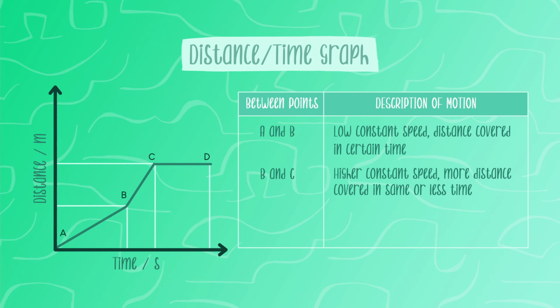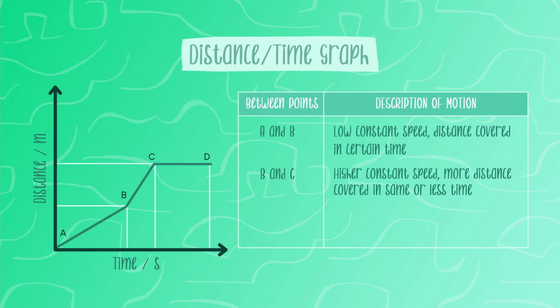Now let's move to points B and C. The line between B and C is considerably steeper, and as we've all learned in math, when the line of a graph is steeper, that means the gradient is higher. And since in this case speed is our gradient, it would indicate that speed is higher than it was between A and B. Now what does this mean? More speed means more distance covered in a shorter time or in the same amount of time.